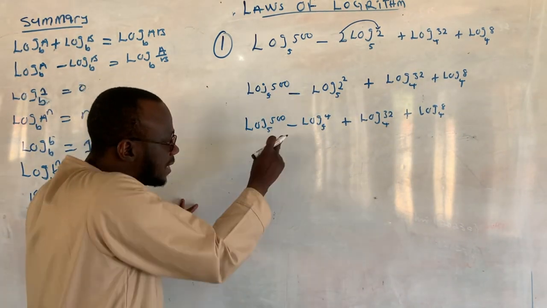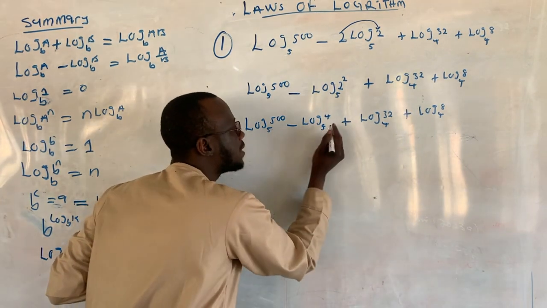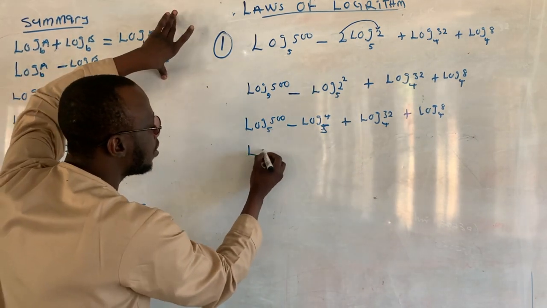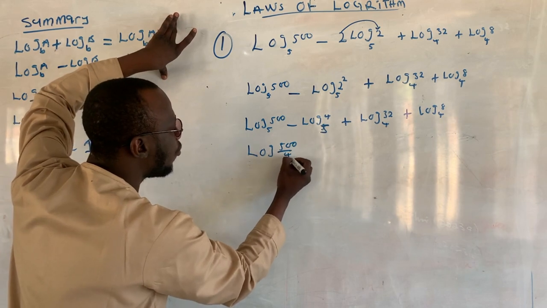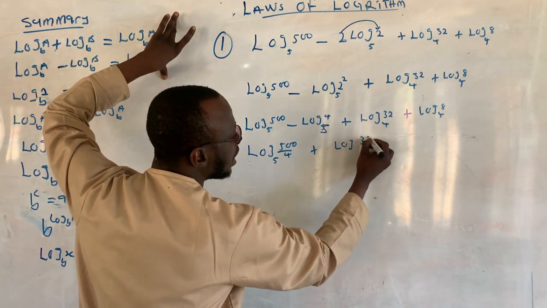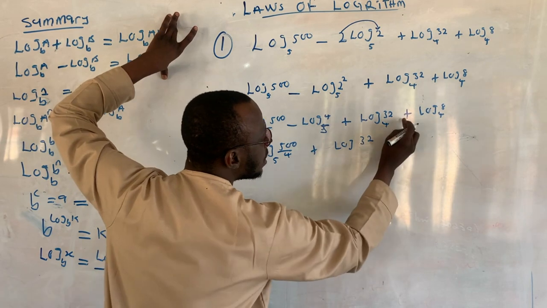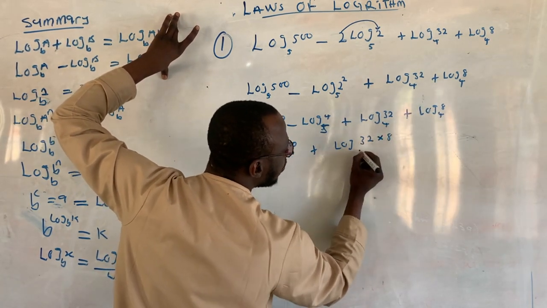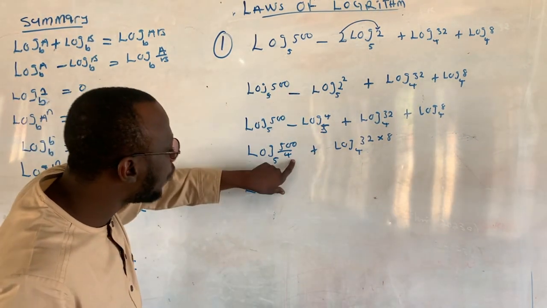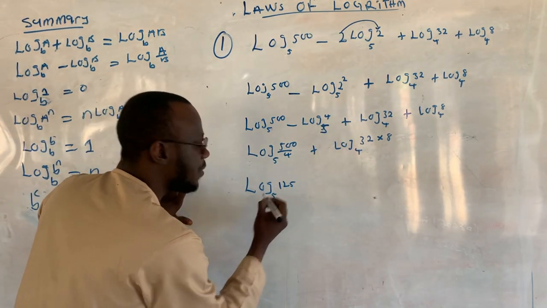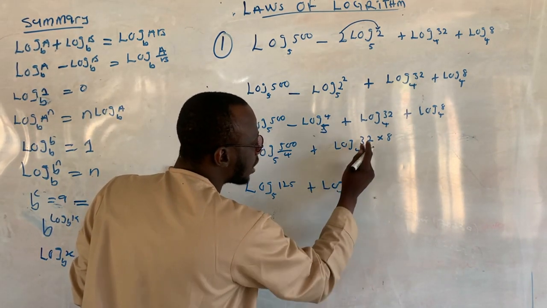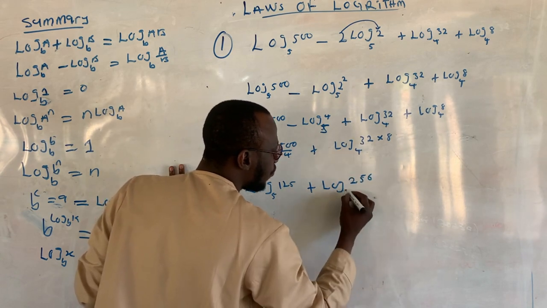Now from here, since this is a negative sign and they have the same base, we can say that here we have the same rule: negative sign, we divide the numbers. We have log 500 all over 4 base 5. Here we have a plus sign, so we multiply. Here we have log 32 times 8 base 4. Here we have log 500 divided by 4 is 125 base 5. Here we have plus log 2 times 8, 256 base 4.